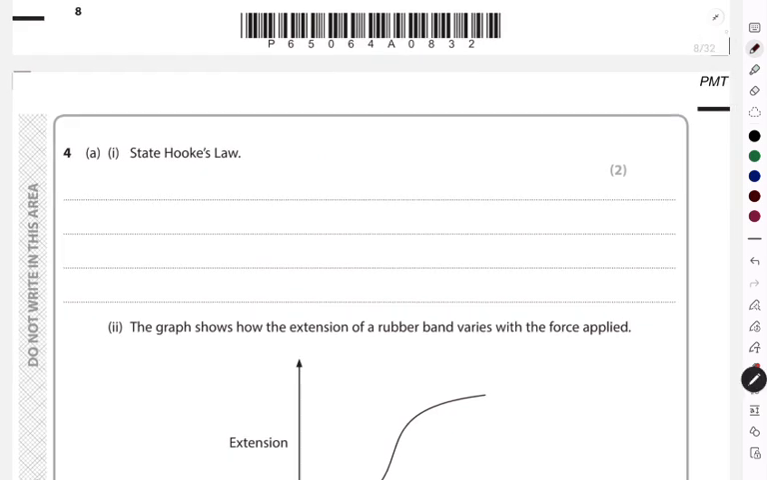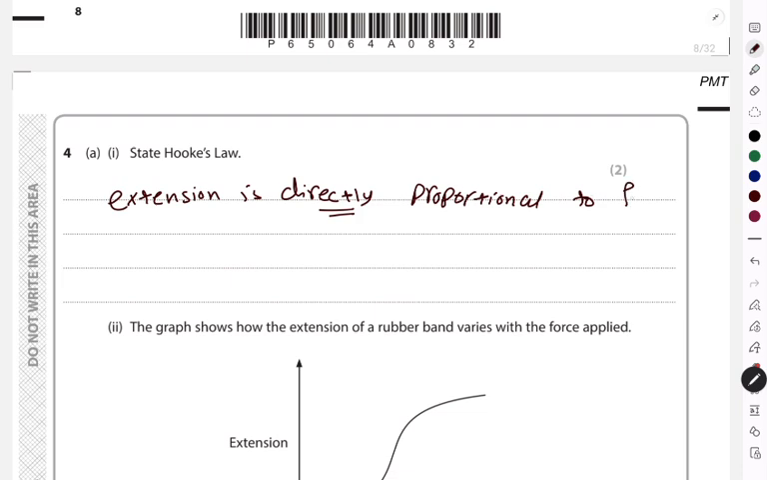State Hooke's law. Simply, Hooke's law is the extension is directly proportional to force or load applied. Like this. Extension is directly... Focus: when you write the word directly or inversely in any question you will get 2 marks. You will gain 2 marks because the word directly or inversely alone gains 2 marks. So extension is directly proportional to force.